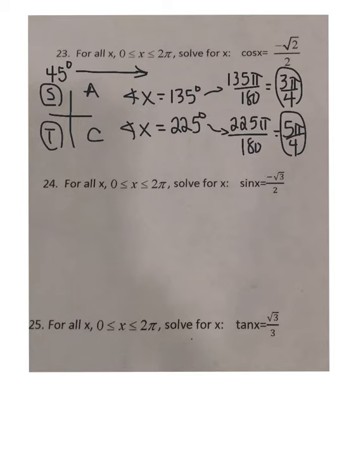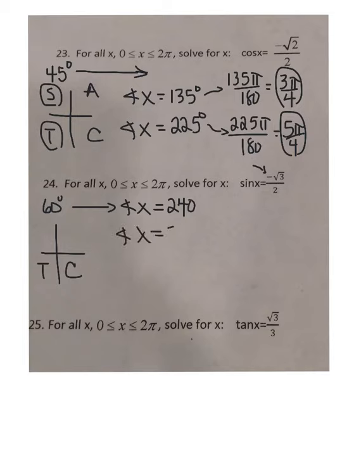Okay, next one, 24, same deal. So I know radical 3 over 2, that's going to be a 60-degree angle. And I'm looking for where sine is negative. So sine is negative in the third and the fourth quadrant. So I know 60 degrees in the third quadrant is 180 plus 60, which is 240. And in the fourth quadrant, it's 360 minus 60, which is 300.